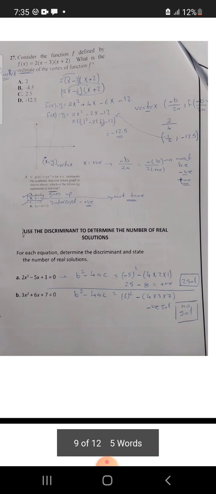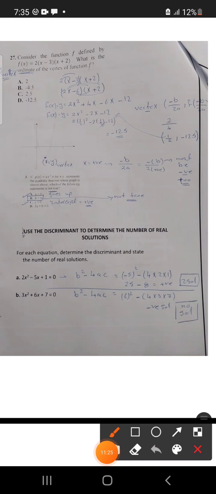Okay, here, how can I get the discriminant or the number of solutions? b squared minus 4ac. Substitute here a, negative 5, b, c, 1. Substitute to get the answers here.